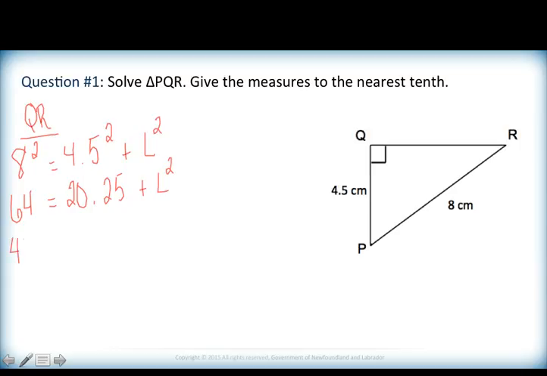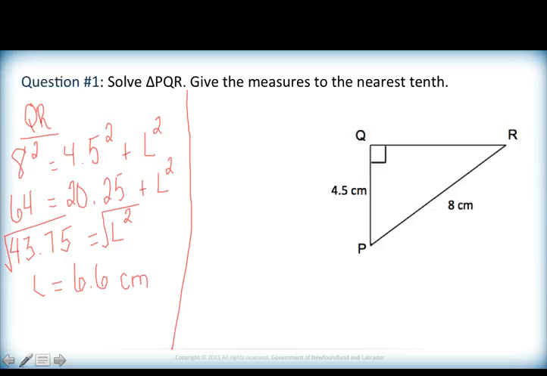and that will give us 43.75. Our last step before we find our leg is to square root both sides, and that will result in 6.6, and that is in centimeters. So right now we have all the sides found. We're going to label Q to R now using what we found, 6.6 centimeters.